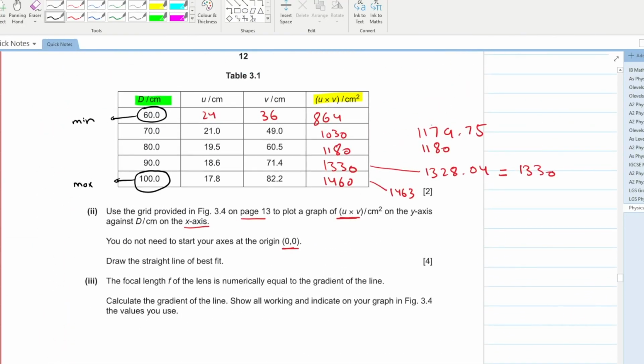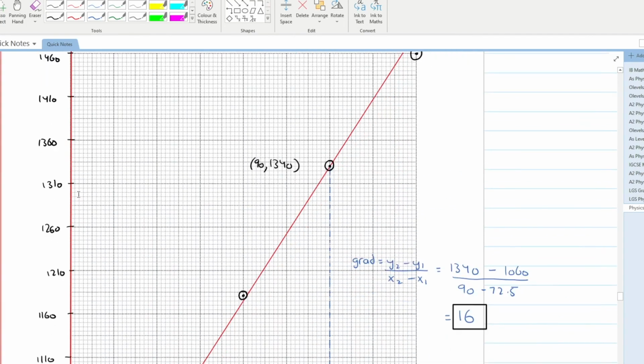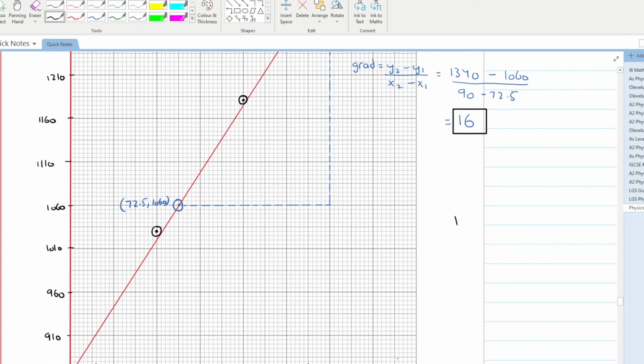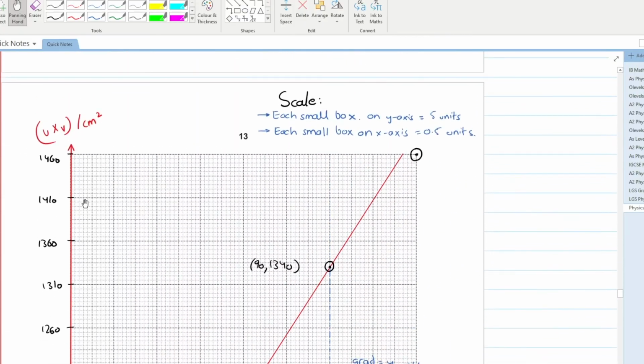Let's do the same thing for the y-axis. On the y-axis, you have a minimum value of 864 and a maximum value of 1460. Okay, so let's do the same thing again. On the y-axis, you have 12 large boxes. What was the maximum value? 1260 minus 864 divided by 12 large boxes. Your answer comes out to be 49.99. So that means on the y-axis, one large box represents how many units? 50 units or 49.9 units. So this is how you will plot the scale.